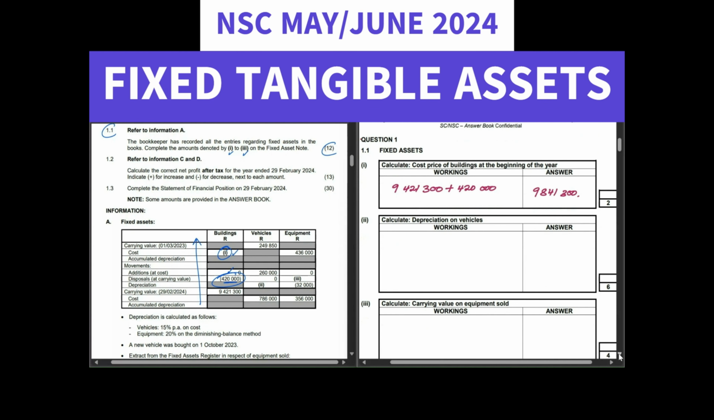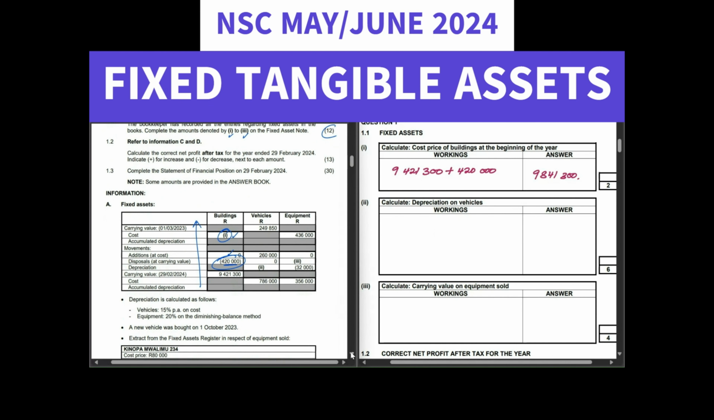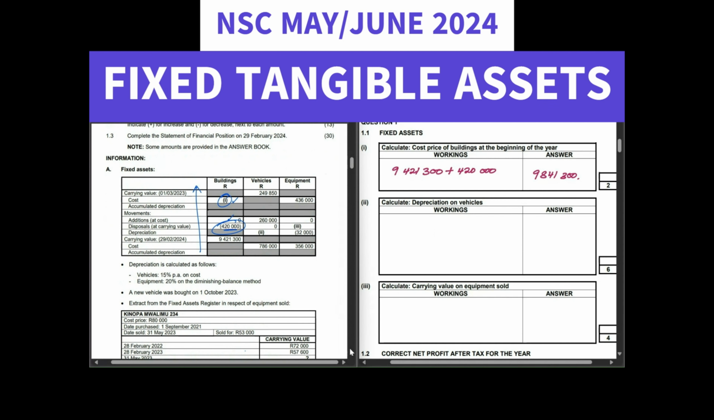Number 2 says calculate depreciation on vehicles. Depreciation is calculated as follows: vehicles at 15% per annum on cost. And when I come to my vehicles here, I see that I have additions. That means this is new, and now I have the cost at the end, which is my 786. What I need to do, you remember whenever we calculate acquisition, we calculate for the sold, old, and new. In this case, we don't have the sold, but we have the old. So let's start with the old now.